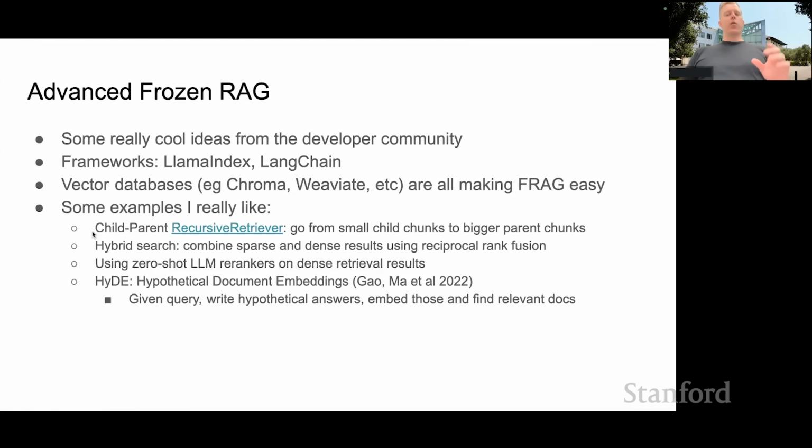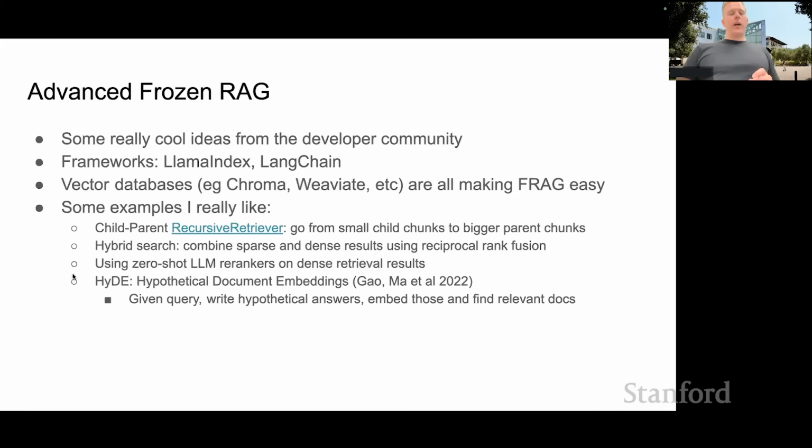So child-parent recursive retrievers: you find small parts and then you give the big part around it to the language model. You can do hybrid search where we use reciprocal rank fusion, so we have different search results that we then combine before we give the final thing to the language model. There's zero-shot large language model re-rankers, so basically the score function doesn't come from your retrieval. It comes directly from the language model.